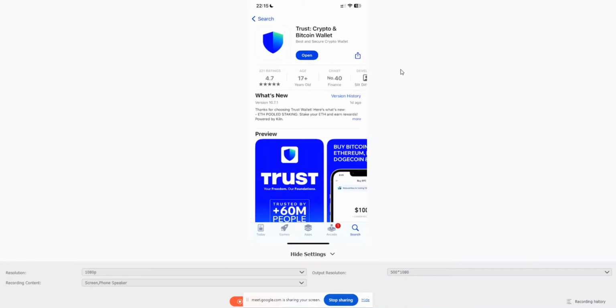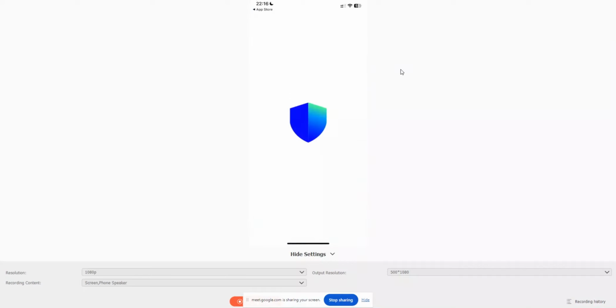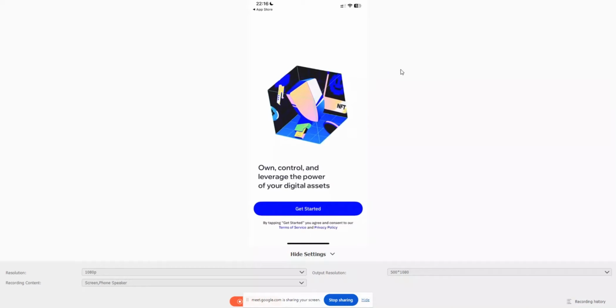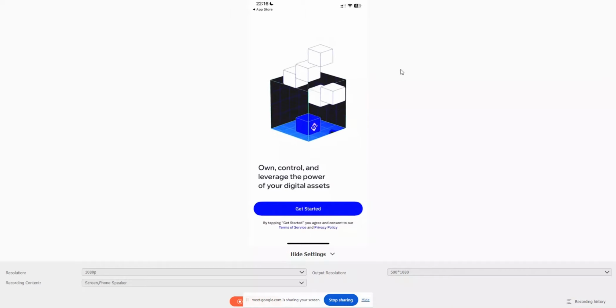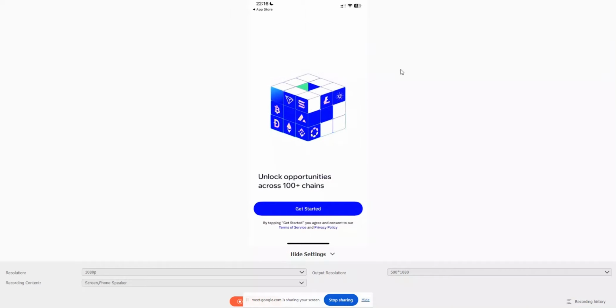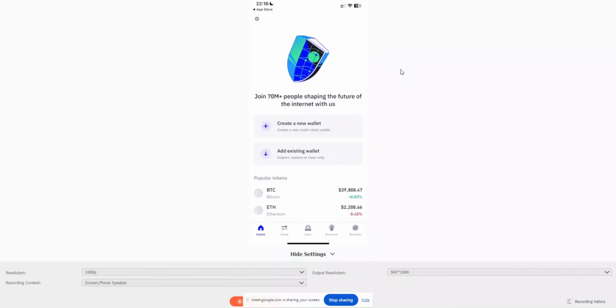So mine is already done, okay? So I'm going to click open. I hope everyone is watching, because I want us to go together. So I'm going to click open. And now it's telling me to get started. Once I click on get started, see what it's telling me? It's telling me to either create a new wallet or add an existing wallet.